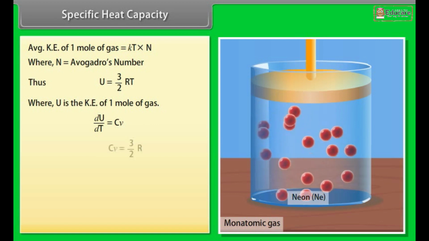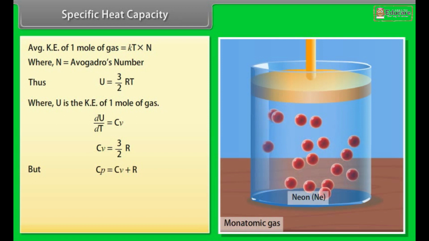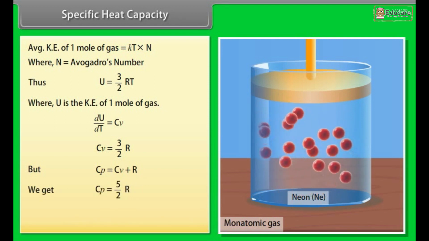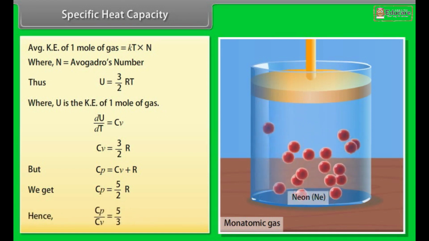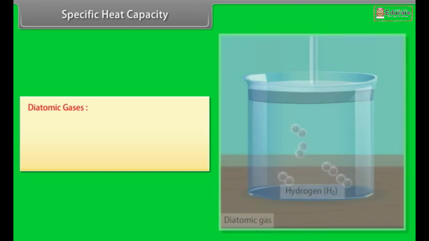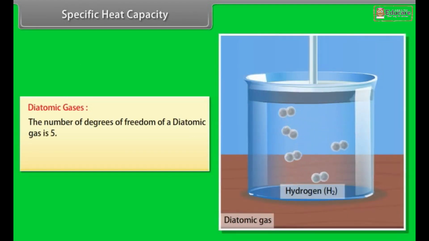Cv is equal to 3/2 R, but Cp is equal to Cv plus R. We get Cp is equal to 5/2 R. Hence, Cp by Cv is equal to 5/3. Diatomic gases. The number of degrees of freedom of a diatomic gas is 5. Cp by Cv is equal to 9/7.